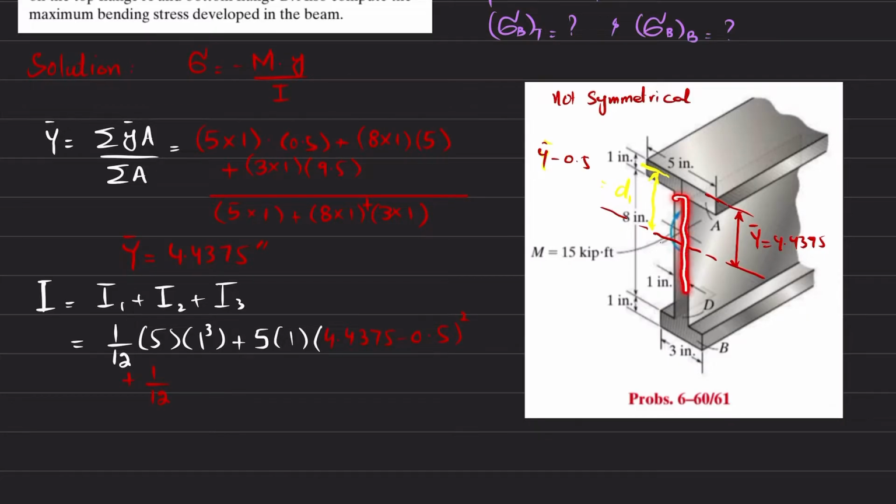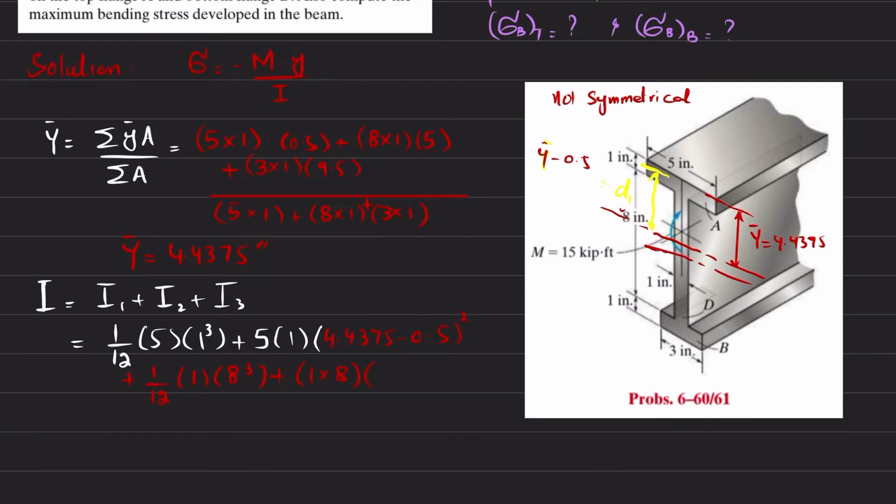Now I am going to talk about the second portion. So its width is 1 and height is 8. So 1 over 12, 1 into 8 cube plus AD square. So area is 1 multiplied by 8, and for D square, you can see that this 8 is the total height. Clear? And its centroid will be at a distance of 4, exactly at the half.